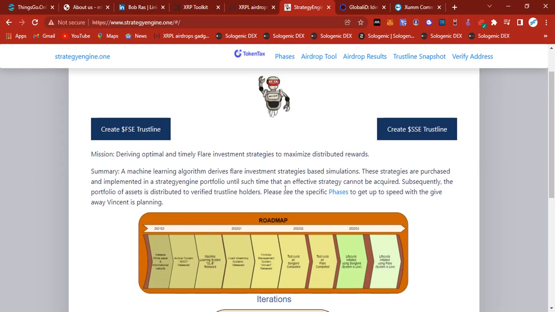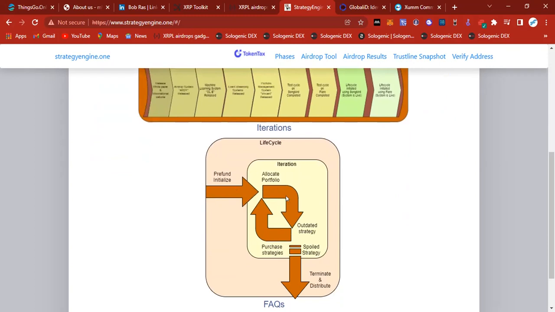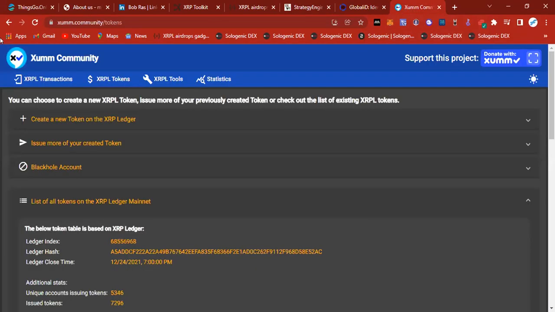So a summary of this, and you see, this is the life cycle right here. The funds are coming in, and the life cycle will be easier to explain if I go over the phases first. So let's do that, and we'll come back to this. As you can see, it's still available for a couple of airdrops. The first distribution started in September, and this is a token that I looked up again, and we'll go to XUMM community.